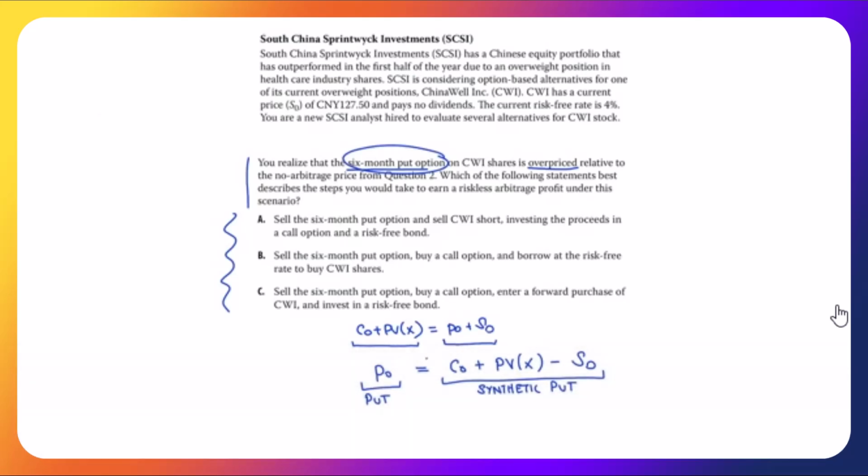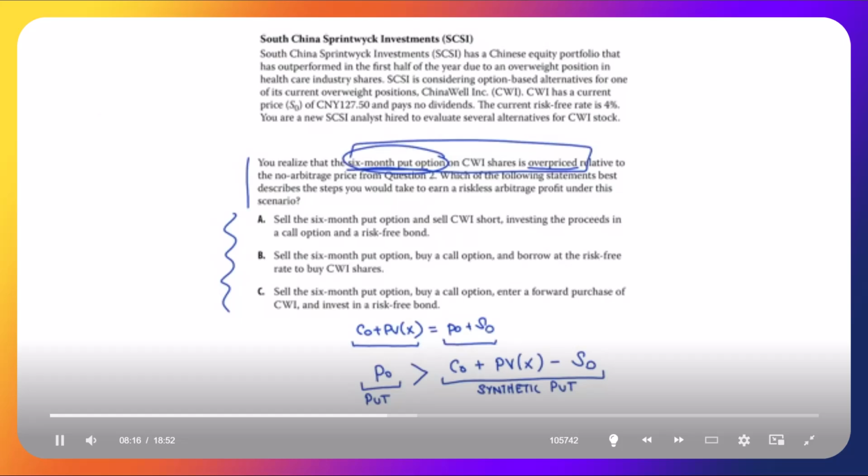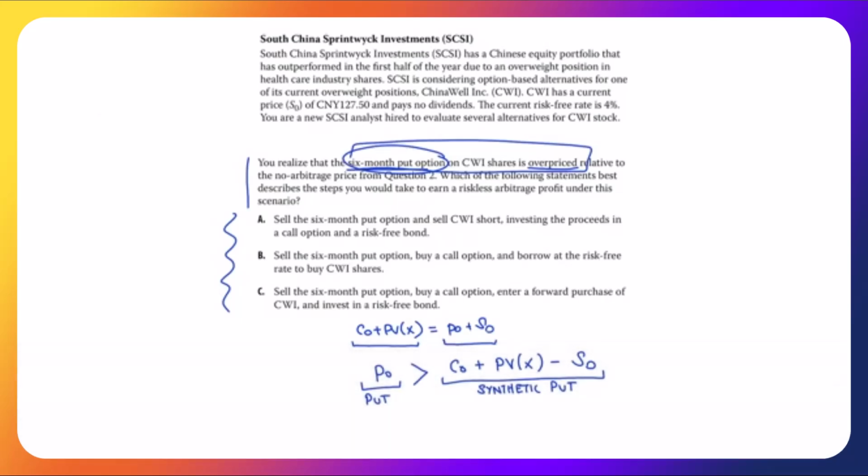Now, what do we need to do to make arbitrage profits? We were told that these two are not equal because the 6-month put is overpriced. So actually, the price of the put is greater than the price of the synthetic. What do I want to do? Well, always sell the overpriced. So I'm going to sell the put, and I'm going to buy the synthetic.